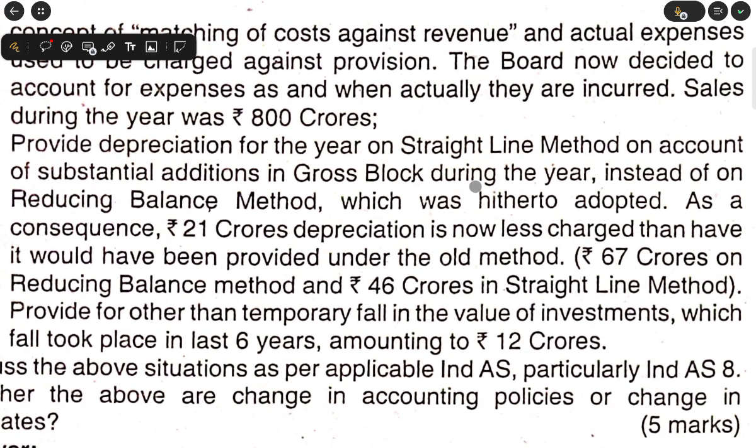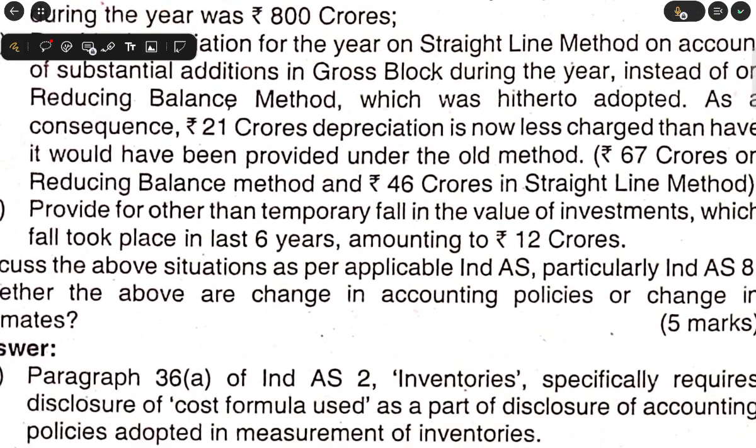Providing depreciation for the year: the straight line method was used, with substantial addition to the block in the year, and instead it is changed to the reducing balance method, which is adopted as per the concept, giving 21 crore depreciation. So there is a change in the policy from straight line method to reducing balance method. Is it possible? Yes, they can do it. If they do something like this, they should mention it in the accounts. Is it mandatory to give? The reason why the straight line is being converted into the reducing balance method should be given in the notes to accounts, and they should define it, and it should be relevant. It should not be done merely to increase the profit.